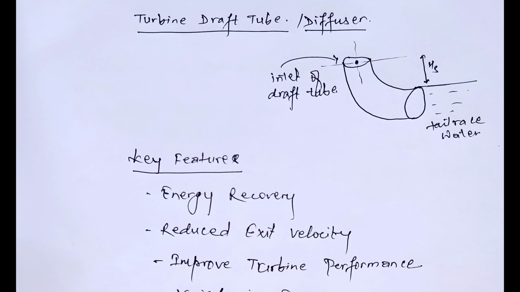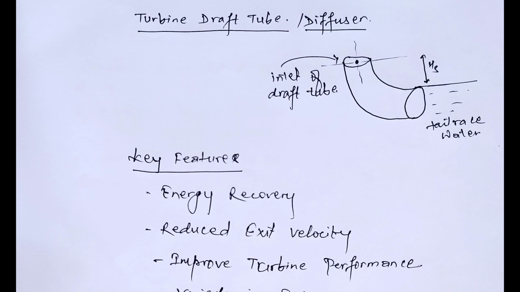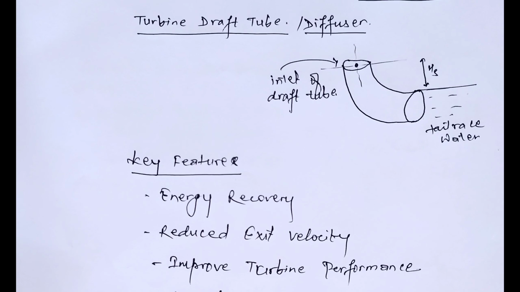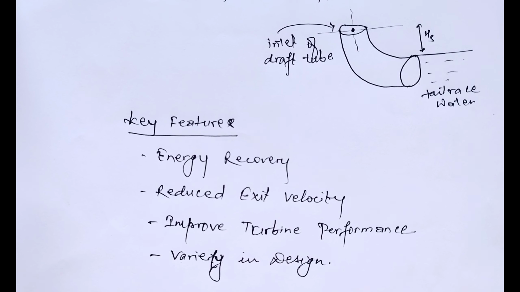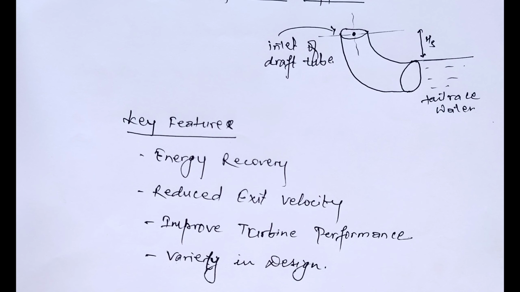Next one is improve turbine performance. Providing a controlled passage for the water, the draft tube contributes to the stable and efficient operation of the turbine. And the third key feature of the draft tube is variety in design. It has multiple designs, shapes, and sizes of the draft tube.